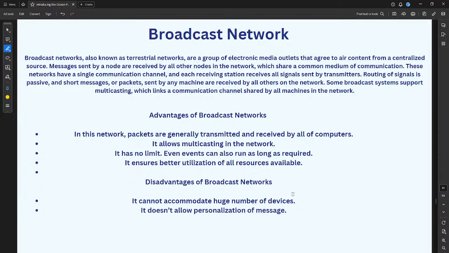So some broadcast systems support multicasting, which links a communication channel shared by all machines in a network. This has its advantages, of course, because in terms of networking, it has no limits. It ensures better utilization of all resources available. But another downside of it is it cannot accommodate a huge number of devices, and it does not allow personalization of messages. So there's no confidentiality in the message. Everyone sees the message that's been broadcasted.